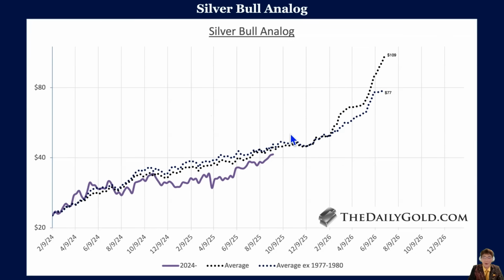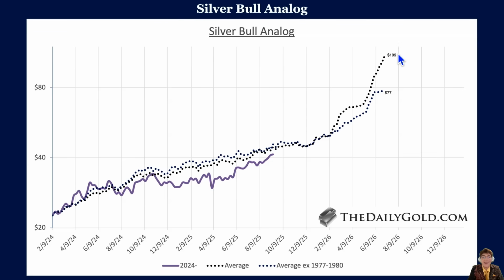So here we're looking at the silver bull analog, and I'm only showing the two averages because if you look at the 4 specific cyclical bulls in silver on one chart, they're just too messy and we can't really see much. So here are two averages. The higher average is an average of the 4 moves, which are the same 4 moves in gold. You have the 2 in the 70s and you have the 2 in the 2000s, 05 to 08, 08 to 11. So you look at all 4, that takes us to $109 an ounce in basically July of next year.